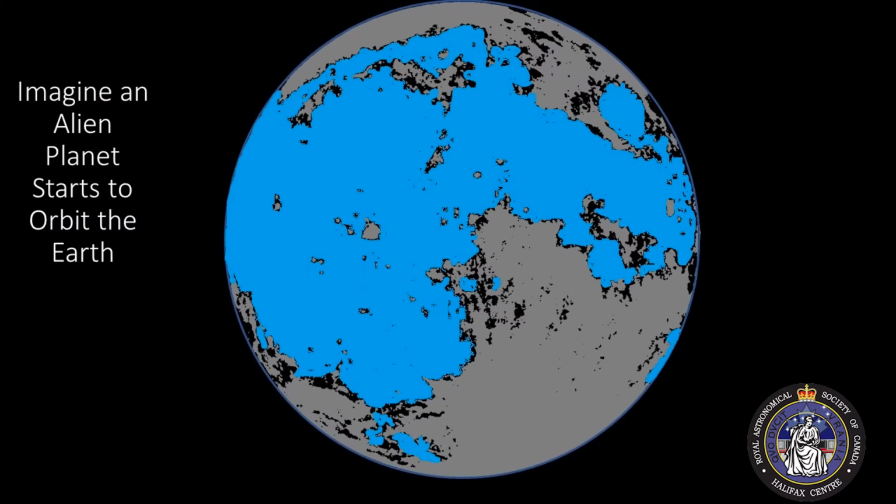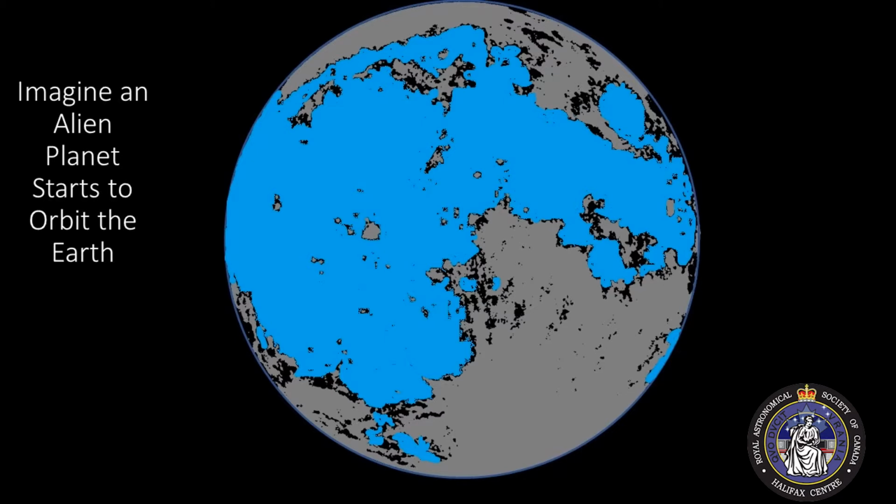So now let's imagine a rogue alien planet has entered the solar system. And fortunately for us, it has started to orbit the Earth. Well, you can imagine what would happen. Everyone would run out and buy a telescope and point it to this new alien planet. What would they see? They would see oceans. They would see mountain ranges. They would see valleys and all kinds of other interesting things.